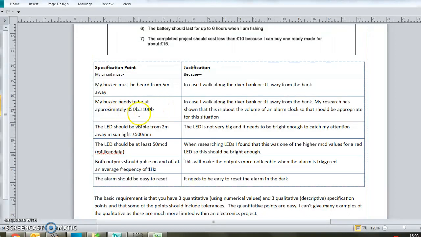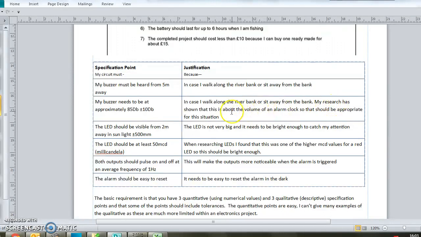Must be approximately 85 decibels plus or minus 10 decibels. So that makes it between 75 and 95. So I've got my tolerance. I've got my numerical value. This is a quantitative specification point. My reasoning: in case I walk along the riverbank or sit away from the bank, okay. But that doesn't refer to my research.